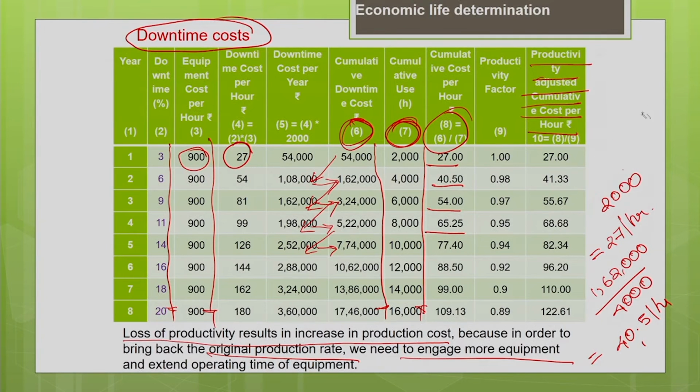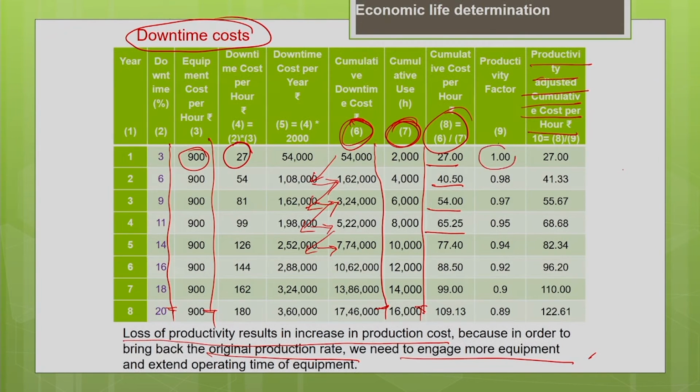You know that the productivity factor is given as input data in this problem. For the first year there is no change at all. But for the second year there is a loss in productivity, 0.98. My cost per hour is 40.5, and the corresponding productivity is 0.98. To bring this productivity back to 1, I need to spend some additional cost: 40.5 divided by 0.98. That gives me the actual cost, 41.33.